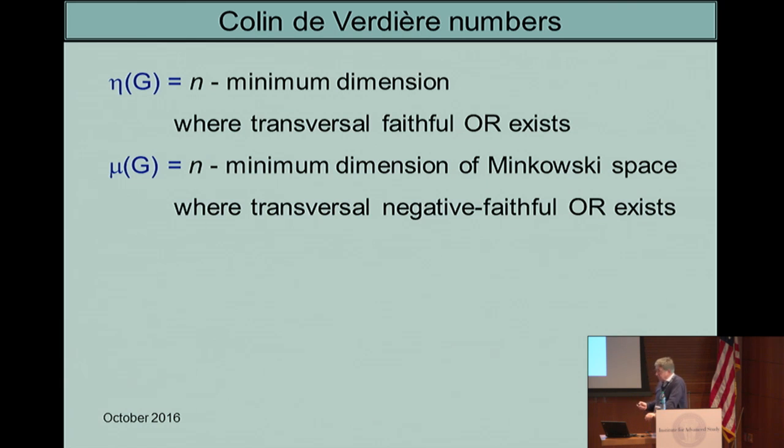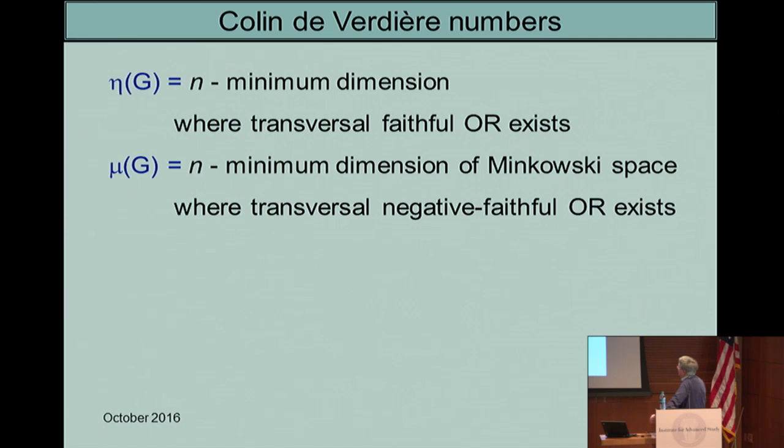Now, you can also look at orthogonal representations, and I will not give a precise definition here. Colin de Verdière, in fact, introduced this transversality condition in combinatorics, and he defined two parameters. One is, well, you look at the minimum dimension where a transversal, and you have to also assume it's faithful, meaning that the inner product of two vectors which are adjacent is non-zero. Faithful orthogonal representation exists, call it eta g. Actually, no, you subtract it from n, so you need the gain in the trivial dimension n.